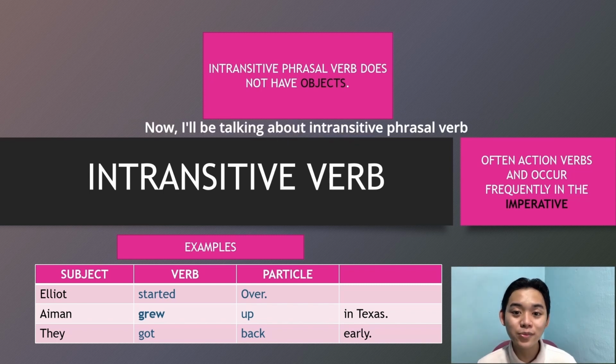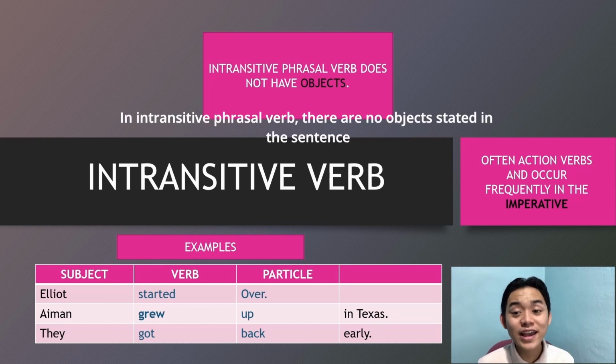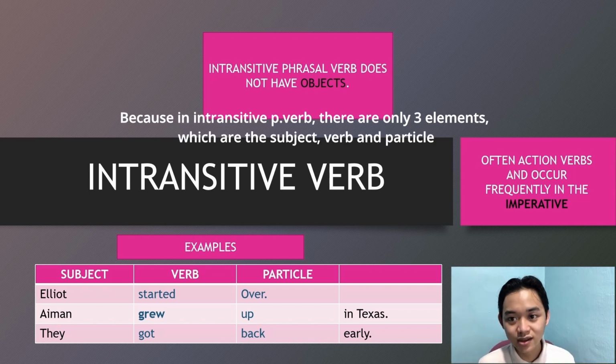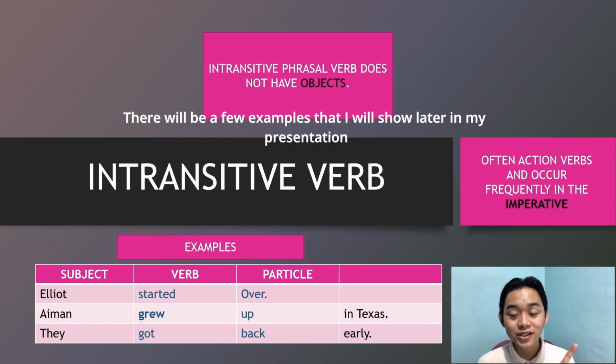So now I will be talking about intransitive phrasal verbs. In intransitive phrasal verbs, there are no objects stated in the sentences, because in intransitive there are three elements, which are subjects, verb, and also particles. There will be examples that I will show you later in my presentation.